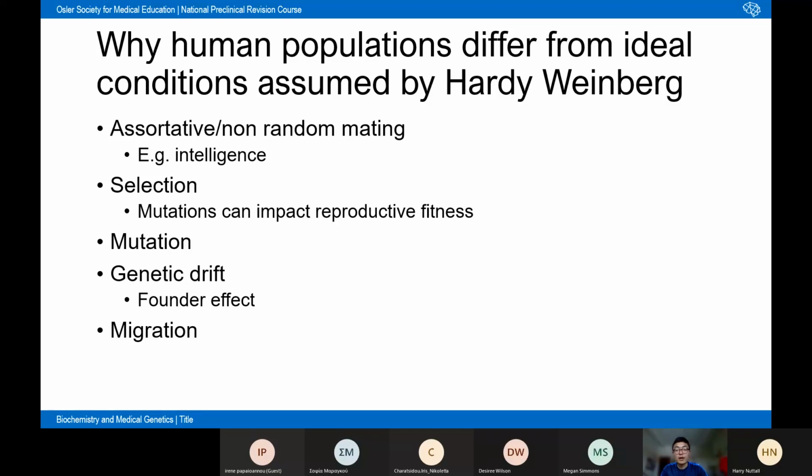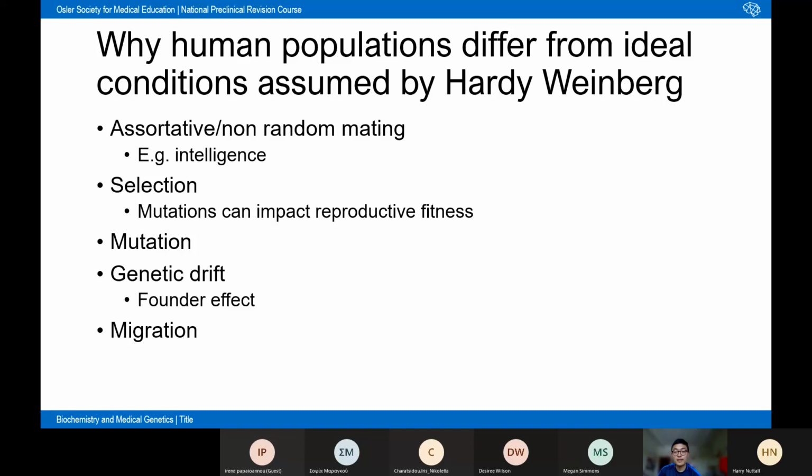Secondly, selection. I'm sure you'll be familiar that certain mutations can either increase or reduce the reproductive fitness of a carrier, and if it increases the fitness, then positive selection will occur, and vice versa. Thirdly, mutations are a very common source of variation, and these can be both detrimental and advantageous, and this links to this idea of selection, which we discussed just now.